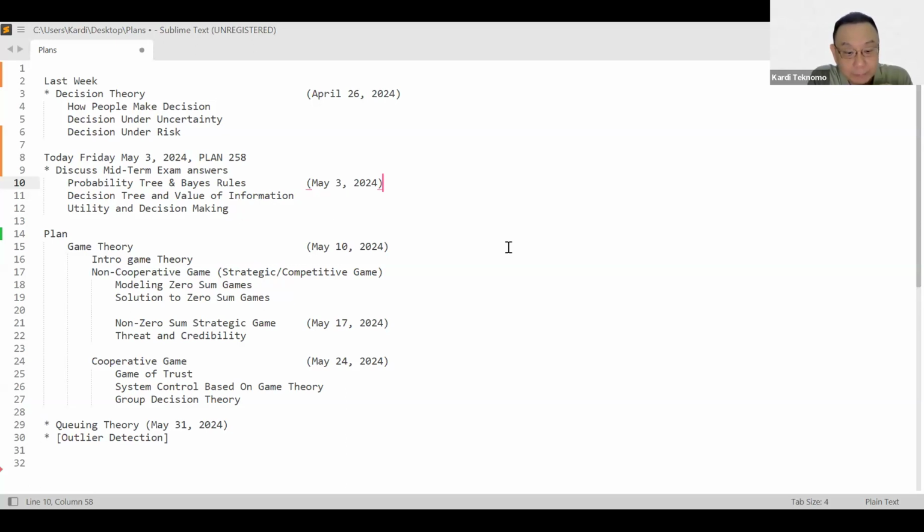There are some changes in the midterm exam answer from last time. Aaron was able to point out some of my mistakes, and I have put the correct answer there in Moodle. Okay, so Aaron, do you want to explain your answer?